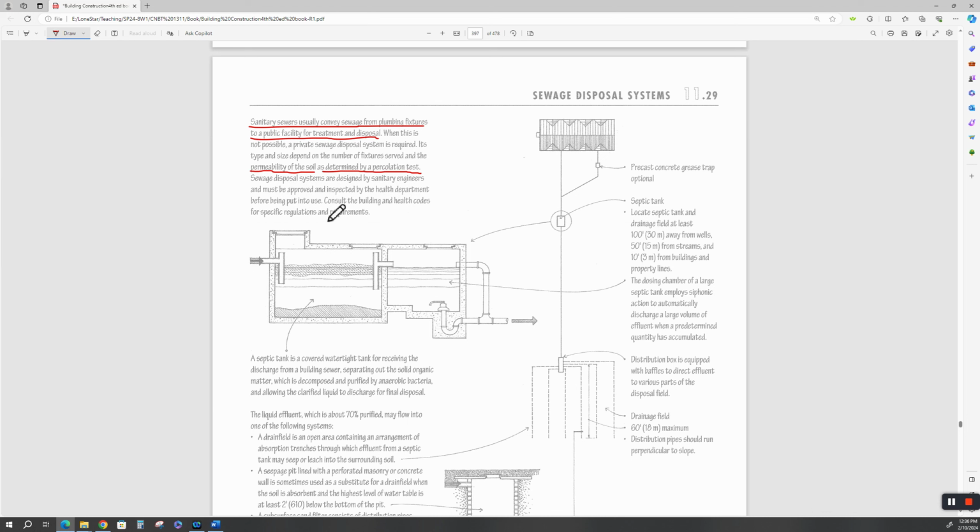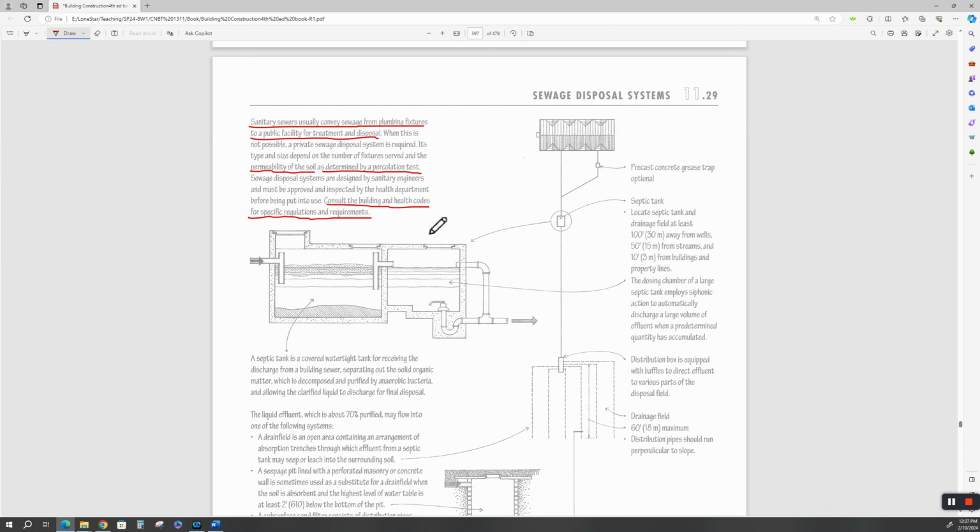You need to consult the building code and health codes and the county codes and the state codes and every code known to man in your area before you go off and bite off into a private sewage treatment system. Now, there are many types of sewage treatment systems.